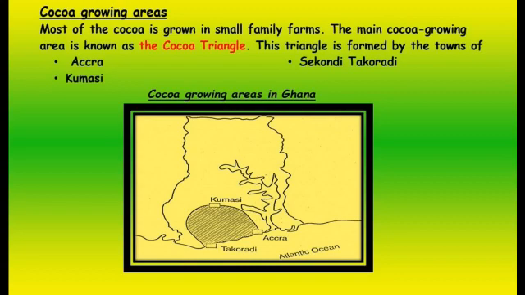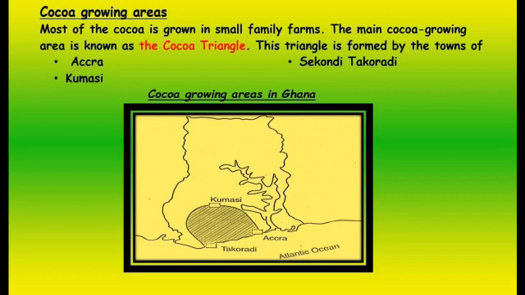Sekondi, Takoradi, Accra, and Kumasi, when you link the points, they form a triangular kind of shape. And that's why we call them the cocoa growing triangle.